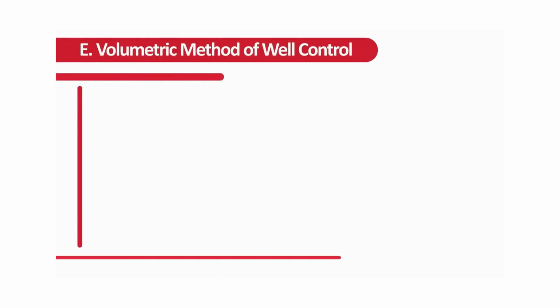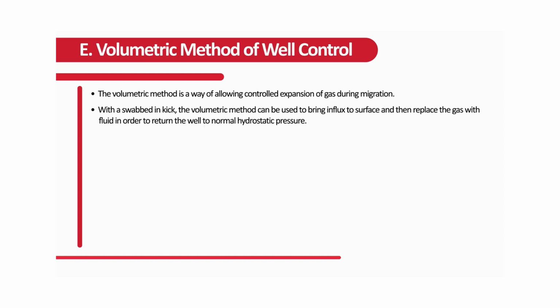Volumetric method of well control. The volumetric method is a way of allowing controlled expansion of gas during migration. With a swabbed-in kick, the volumetric method can be used to bring the influx to surface and then replace the gas with fluid in order to return the well to normal hydrostatic pressure. It is not used to weight up and kill the well.